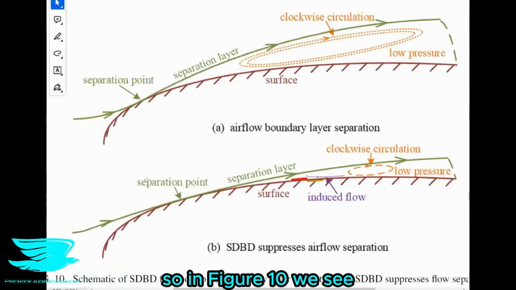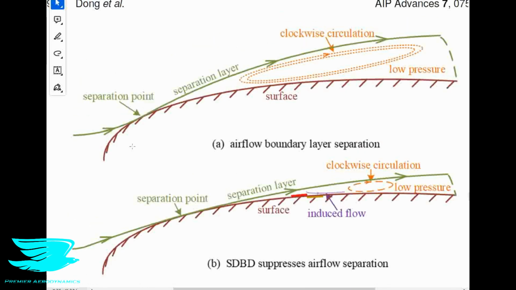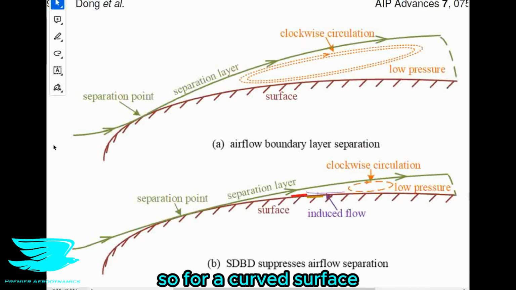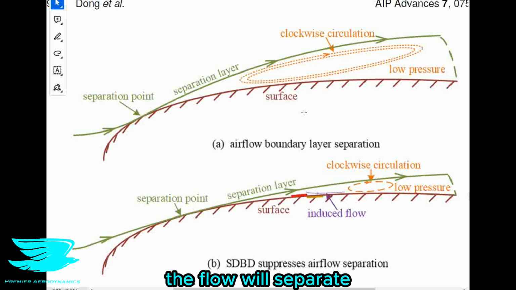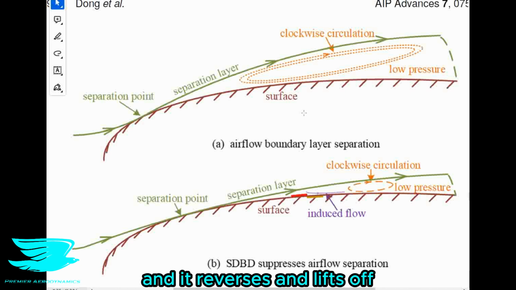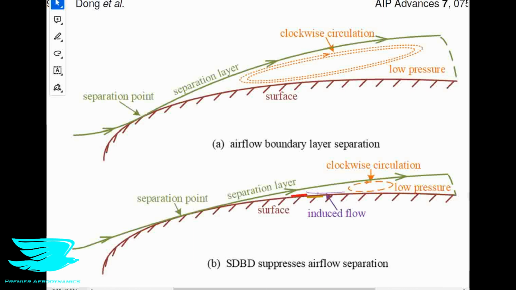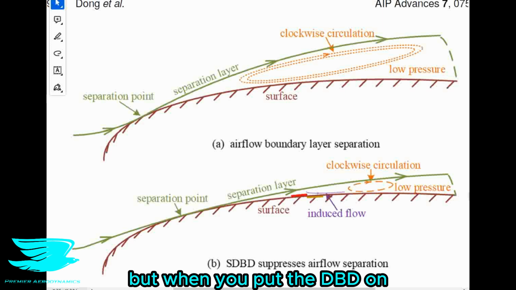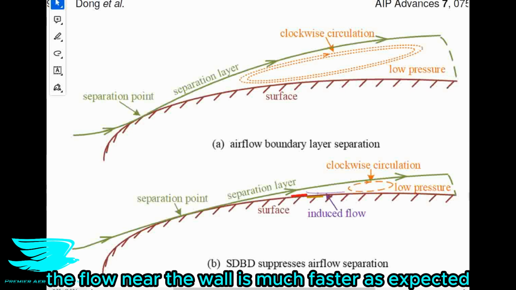So in figure 10, we see some drawings on how it works, at least some conceptual ideas. And this is a very expected mechanism. For a curved surface, like where the train's nose meets the rest of the cabin, without the DBD, the flow will separate because it doesn't have enough energy to stay attached. The boundary layer loses steam and then it reverses and lifts off. And that increases the drag and pressure drag. But when you put the DBD on, the separation is suppressed until much later because the flow near the wall is much faster as expected.